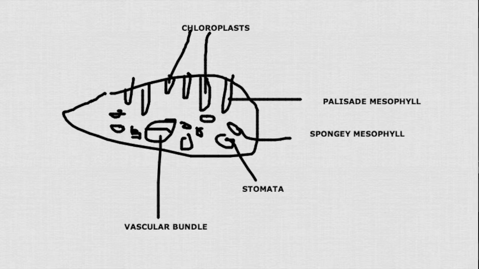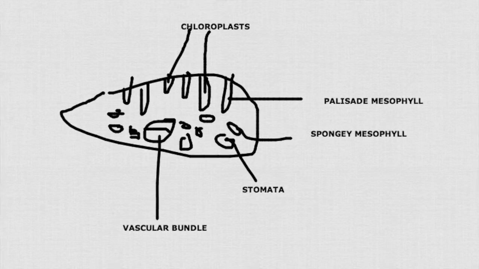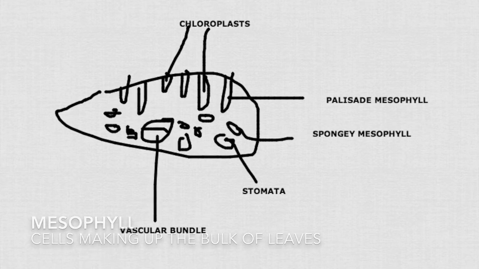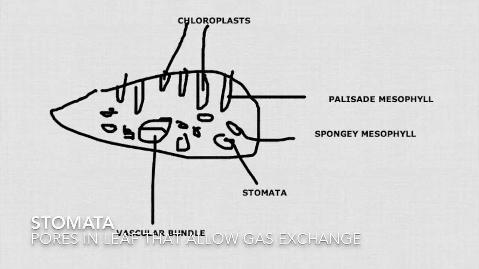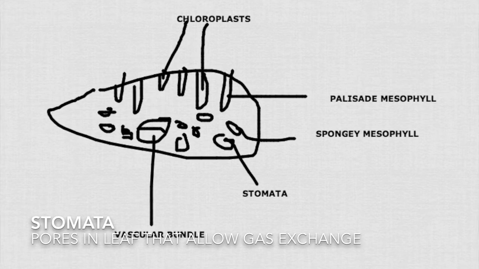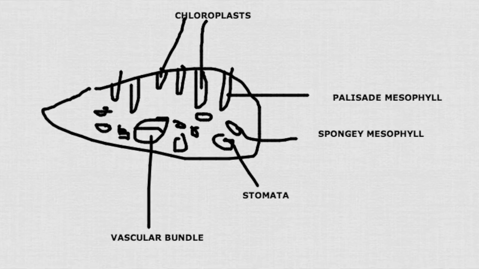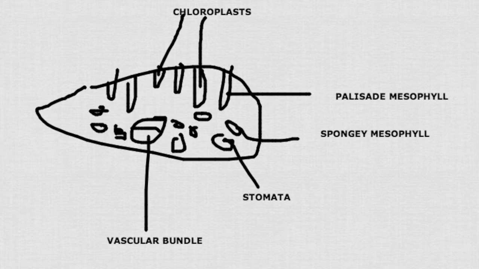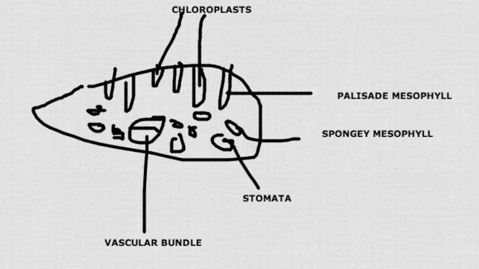So this is a leaf, or at least it's supposed to be. At the top you see the palisade mesophyll, at the bottom the spongy mesophyll. Then you'll notice that at certain parts of the outside of the leaf there are little things called stomata, through which gases get exchanged, like oxygen as a waste product and carbon dioxide as fuel. Vascular bundles supply water to the chloroplasts, which are in turn located in the palisade mesophyll.